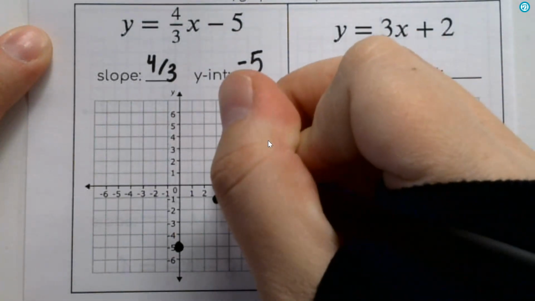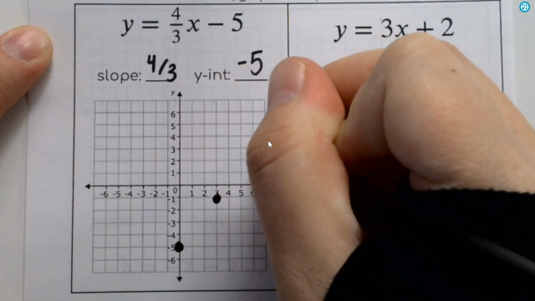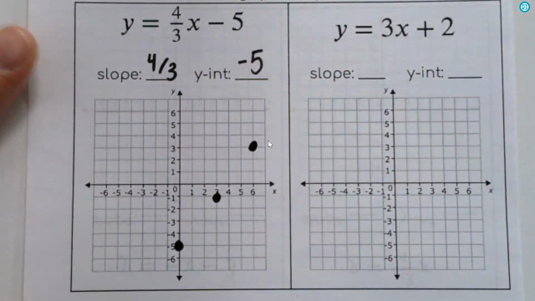And then we keep doing that until we run out of space. We go up 1, 2, 3, 4, to the right 3. So sometimes you'll have 2 or 3 dots. Sometimes you'll have 10 or 12. Just depends on where on your graph you are and how much space there is.